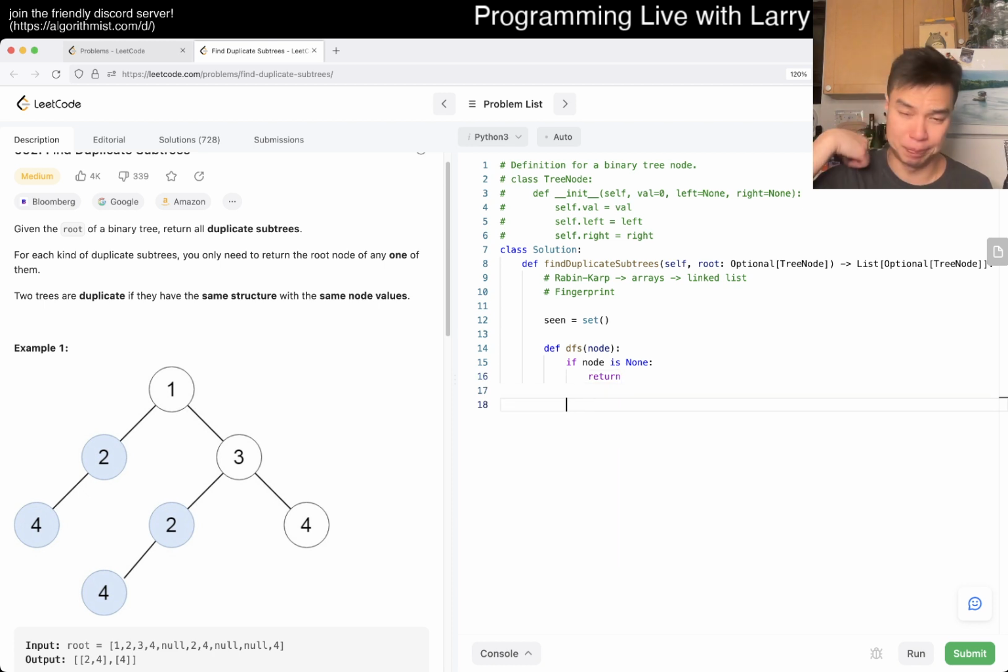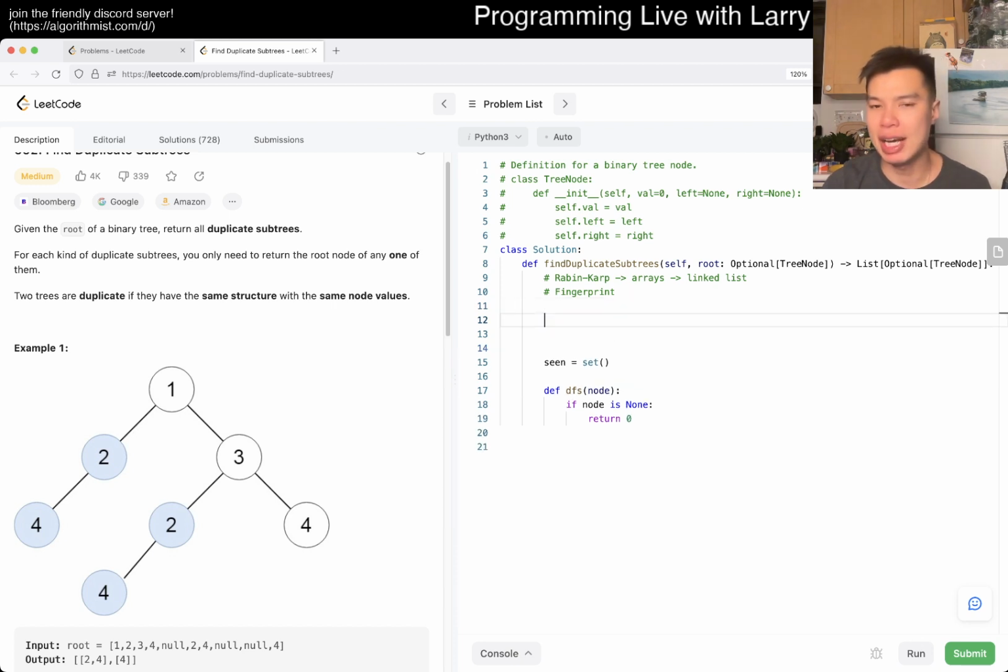Otherwise, what do we want to do? Or maybe return 0, say. And then as usual, maybe we have a couple of, I forget what they call it in Rabin-Karp. I just call it P for power.